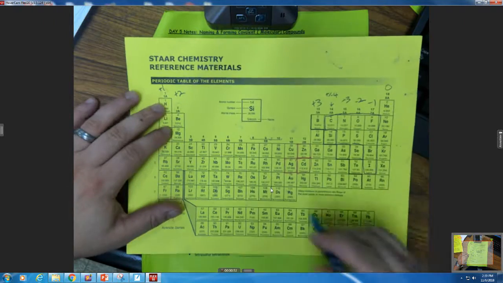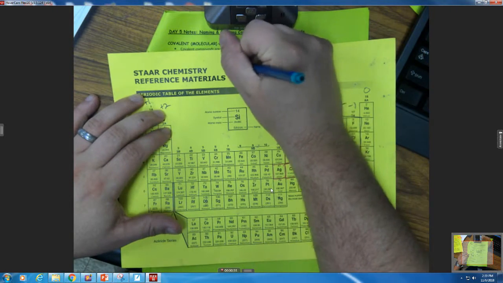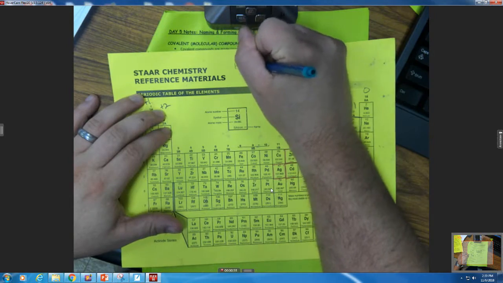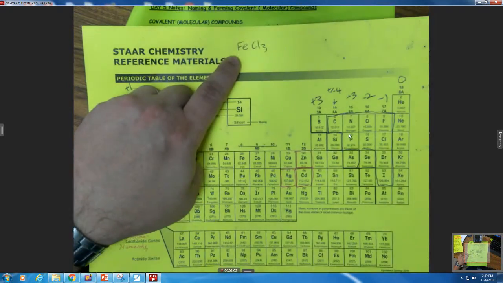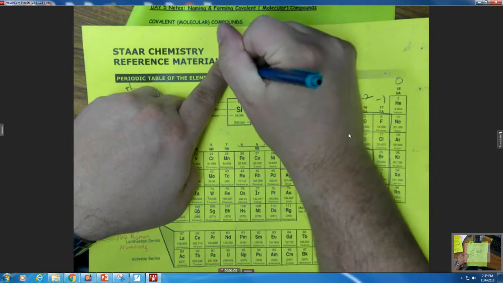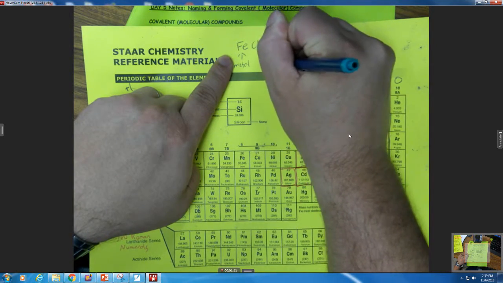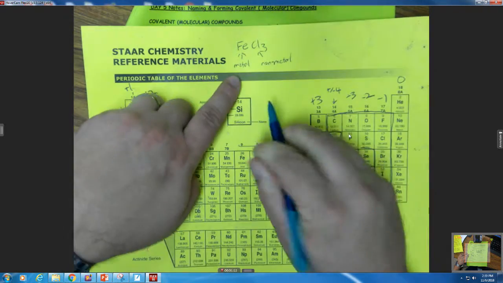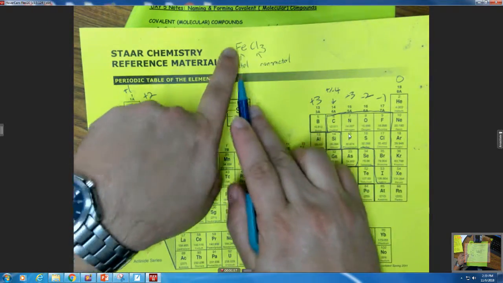So an ionic compound, for example, would be something like FeCl3, okay, because an ionic compound is going to have two parts. The first part is always going to be a metal, and the second part is going to be a non-metal. So if you had a test question that just said, is this ionic or covalent, you know it's ionic because the first element is a metal.